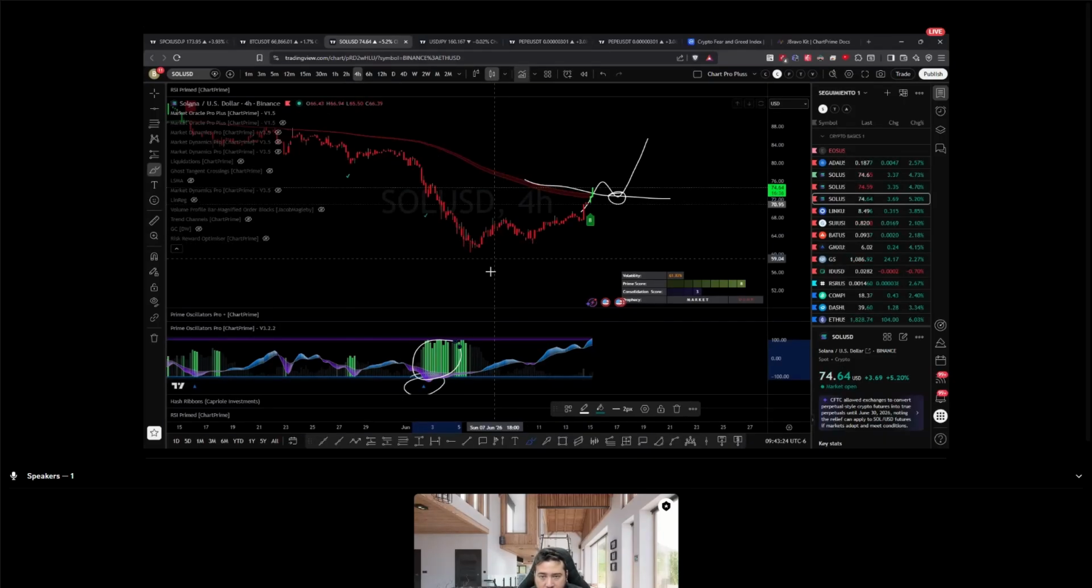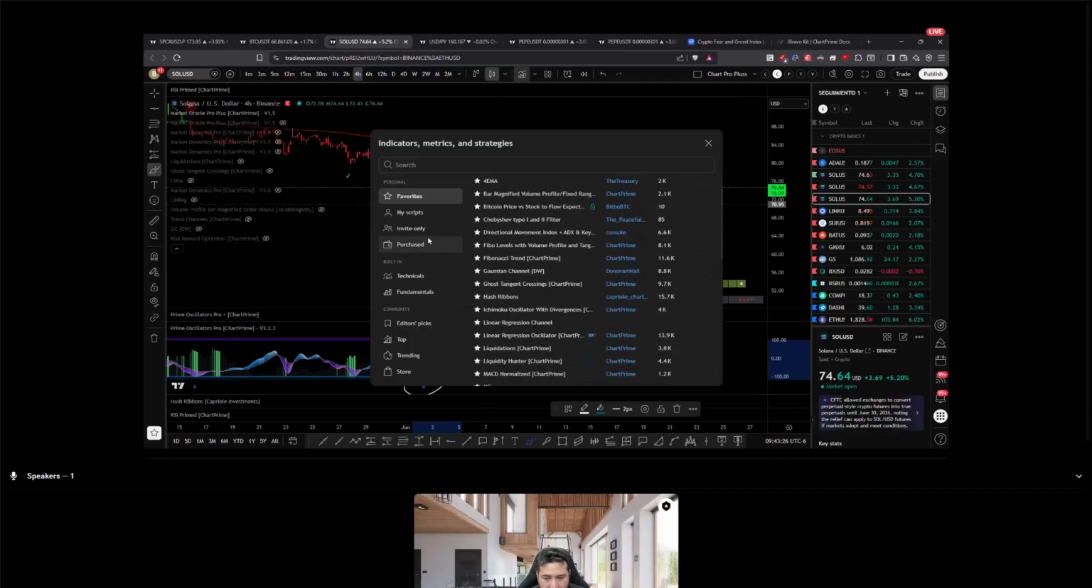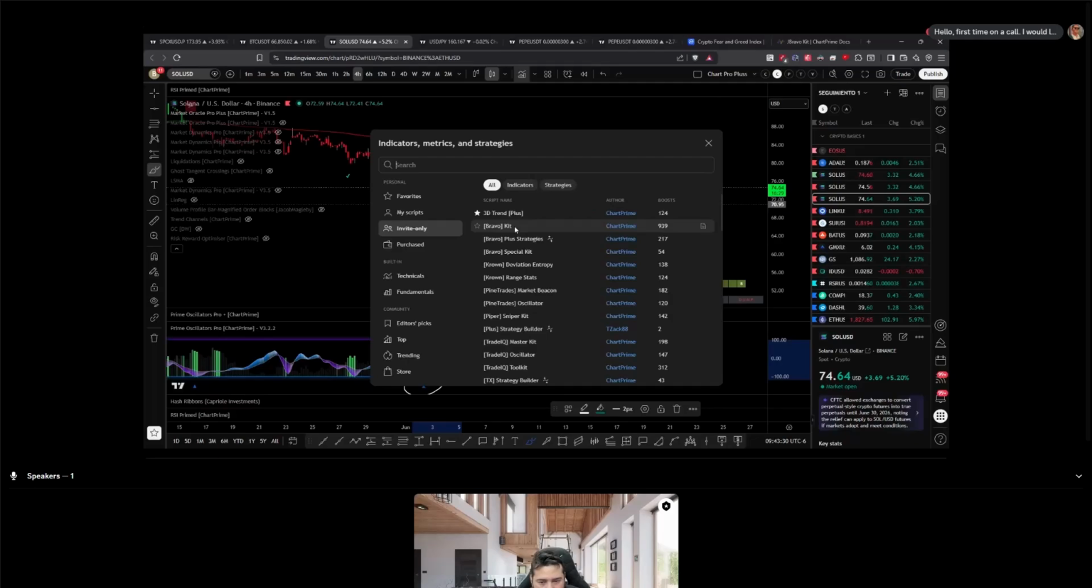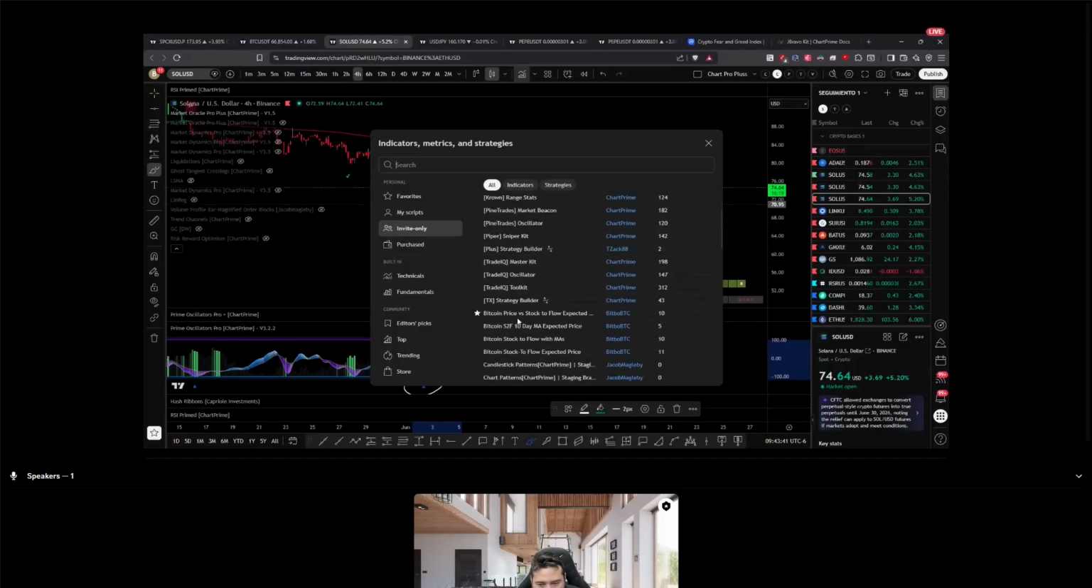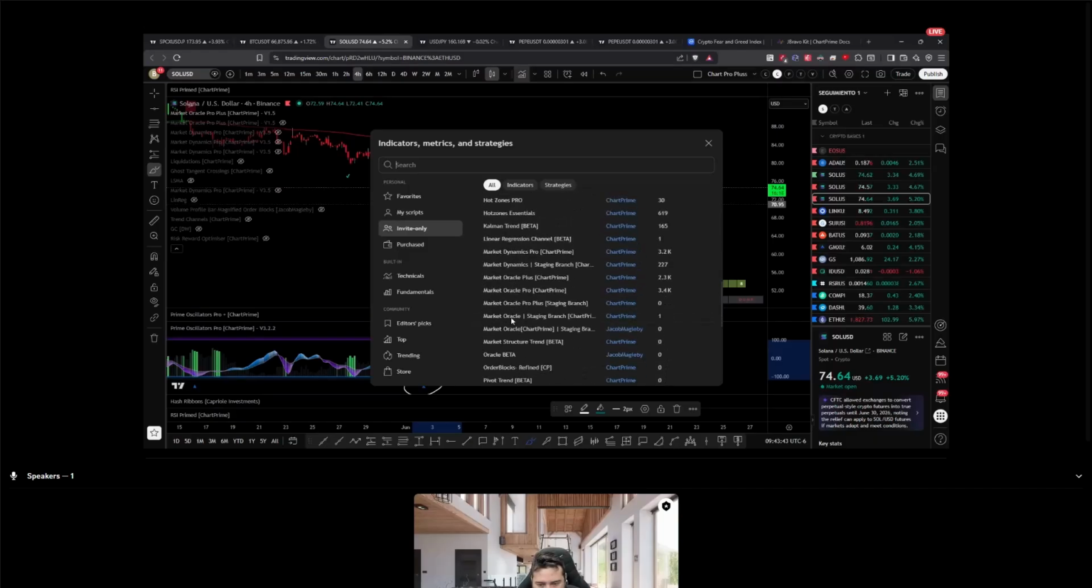So let's go over indicators. All right. Let's go into invite only, and then you'll see this Bravo kit. Important. You will also see the special kit. All right. You also see in my charts the plus strategy, and you also should be able to see another kit. I think we have another kit. It was, I think, the well kit or something like that.